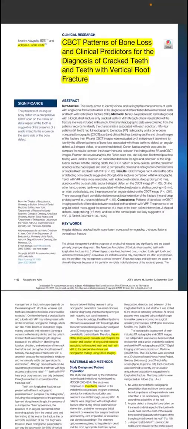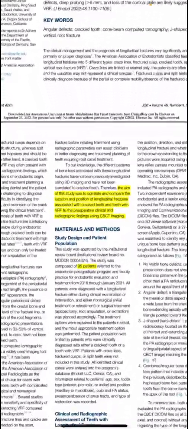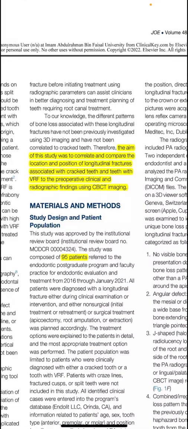The aim of the study was to correlate and compare the location and position of longitudinal fractures associated with cracked teeth and teeth with vertical root fracture to the preoperative clinical and radiographic findings using CBCT imaging.